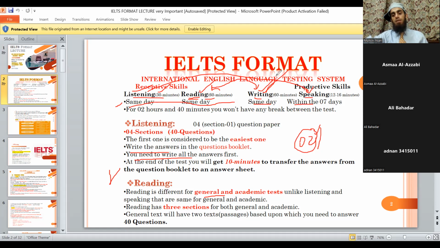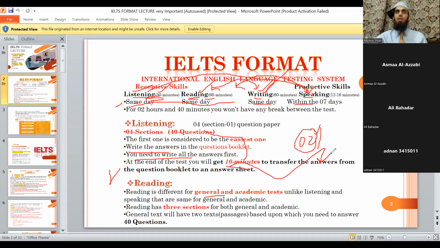Speaking can be conducted on the same day, as well as it can be conducted before the other modules or later on after the other modules, right, at the end. Now, in listening they would give you 30 minutes to write all the answers on the question booklet, and the next 10 minutes within listening to transfer all your answers to the answer sheet, right?